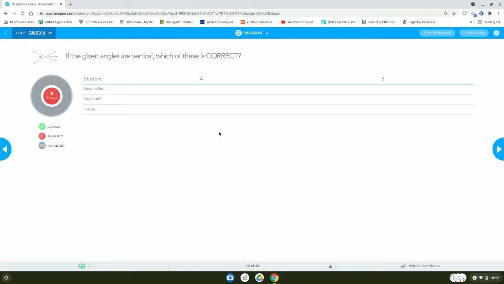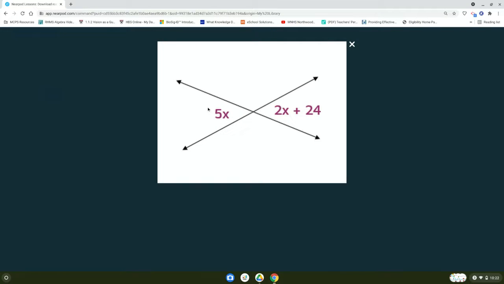I need your responses, student number 1, student number 2, and let's get started. If these are vertical angles in the picture you're seeing, which of these conjectures will be correct? Is 5x plus 2x plus 24 equals 180? Is 5x equals 2x plus 24? What is the relationship between them?